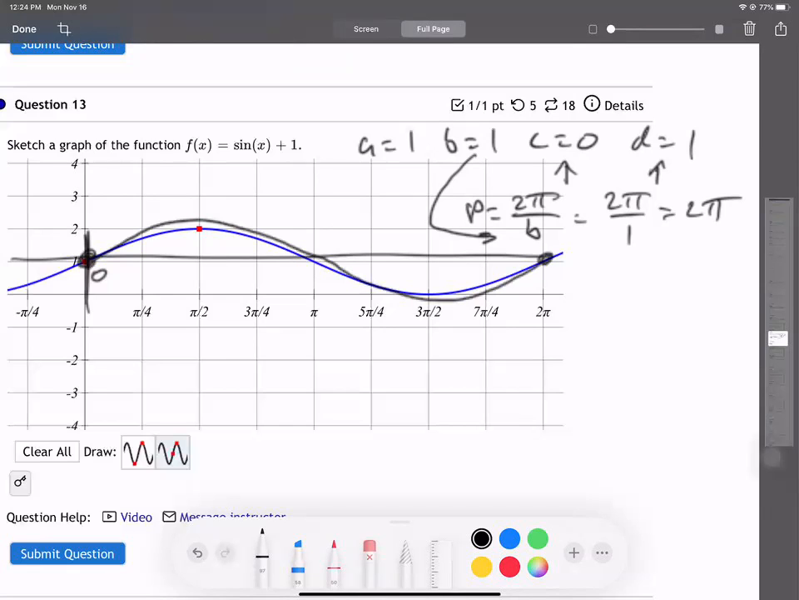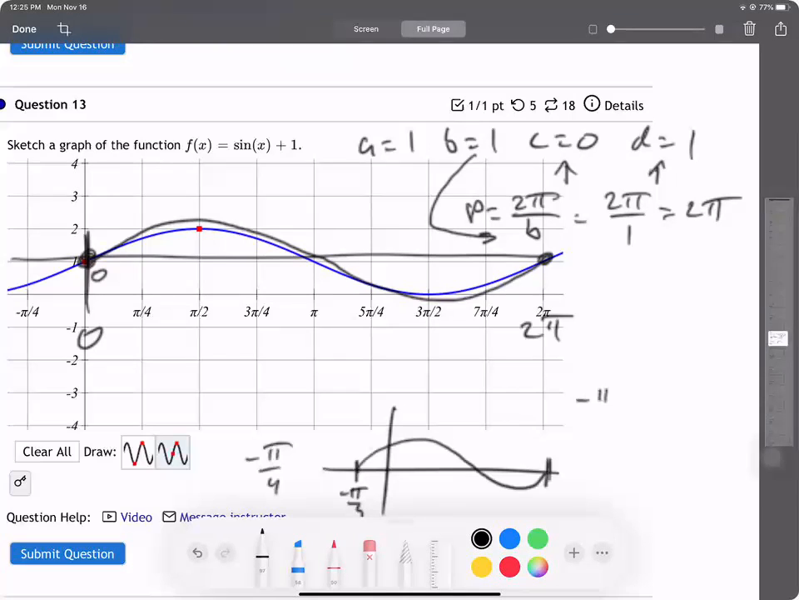Now, for my other problem, we started at negative pi over 4. That means the graph is going to start back here at negative pi over 4. And then we have to go 2 pi someplace. Now, where's that stopping area? We said negative pi over 4 plus 2 pi. Man, that's a fraction and not a fraction. So I'm going to change it. Negative pi over 4 plus 8 pi over 4 becomes 7 pi over 4. 8 minus 1 is 7. So we stop at 7 pi over 4.